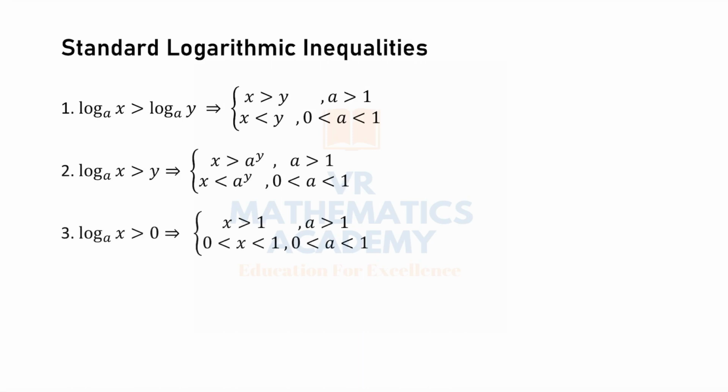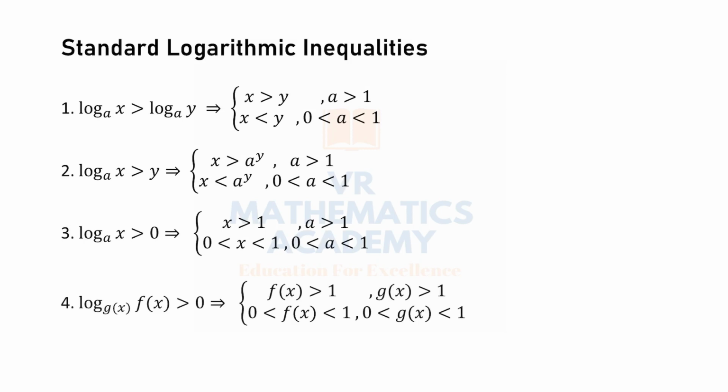The third one: when log x base a is greater than 0, then x is greater than 1 when the base is greater than 1, and x is between 0 and 1 when the base is between 0 and 1. Number 4: when log of f(x) base g(x) is greater than 0, then f(x) is greater than 1 when the base g(x) is greater than 1, and f(x) is between 0 and 1 when the base g(x) is between 0 and 1.